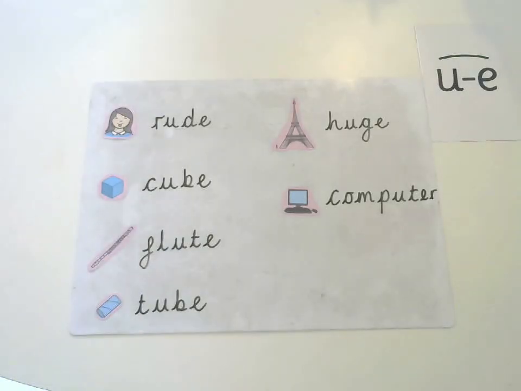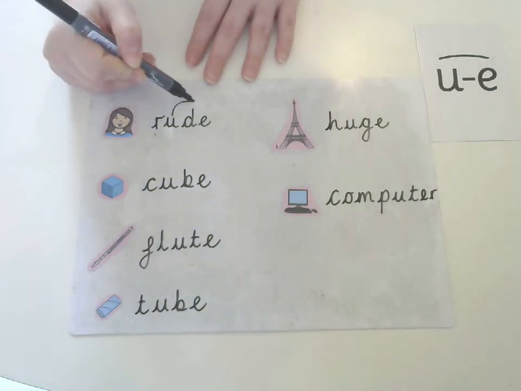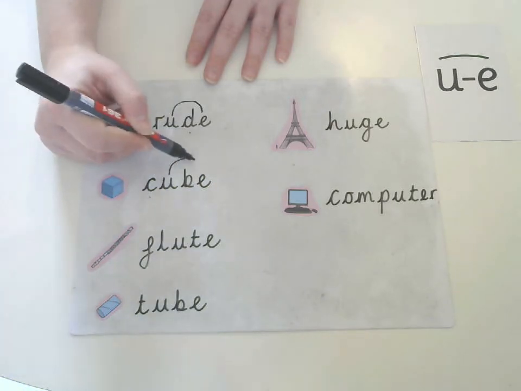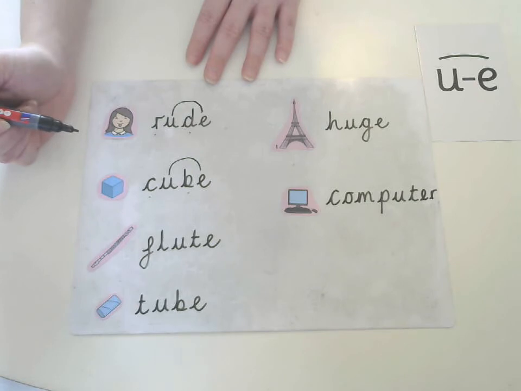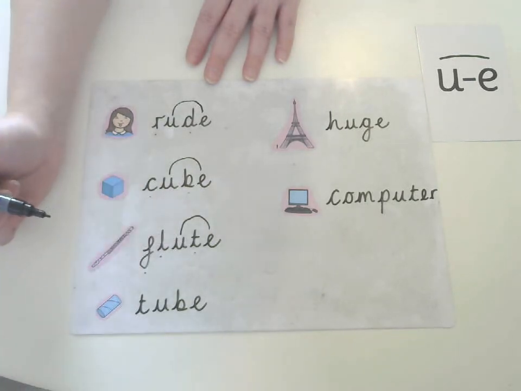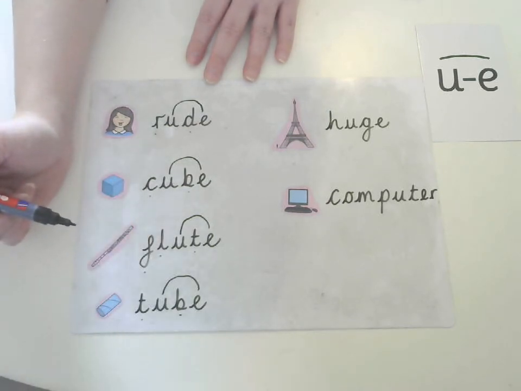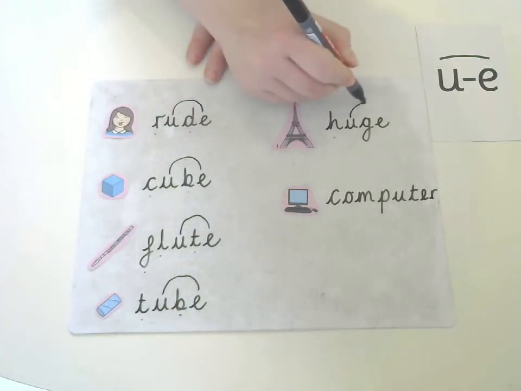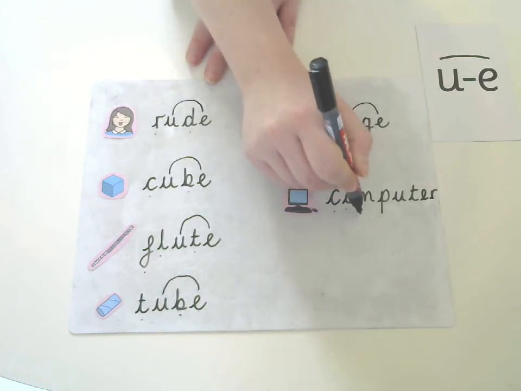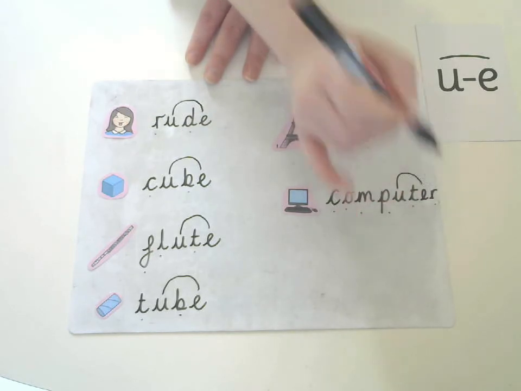Okay, there we go. So there's the words sounded out. Let's check those sounding out now. Rude. Cube. Flute. Tube. Huge. Ute. Computer.